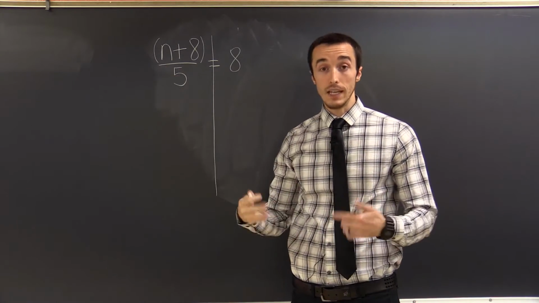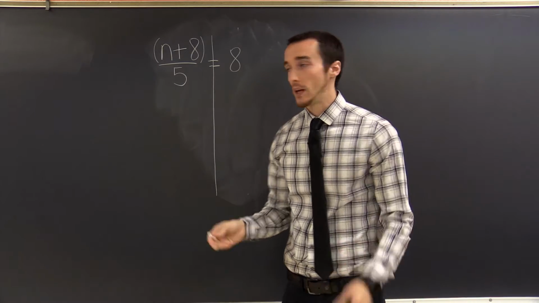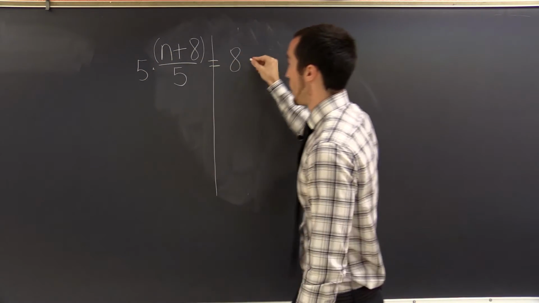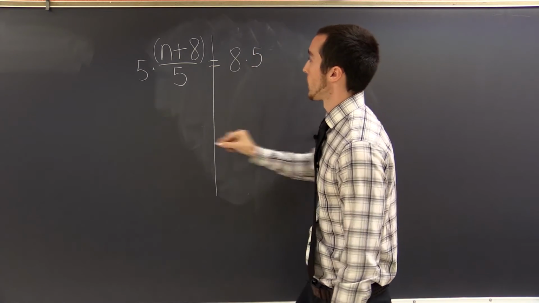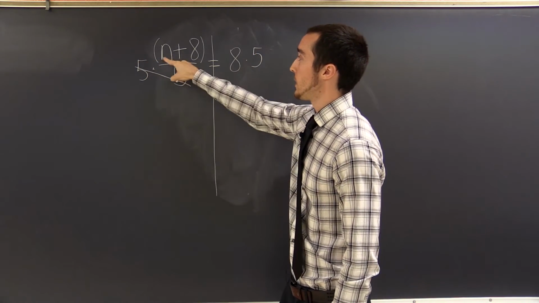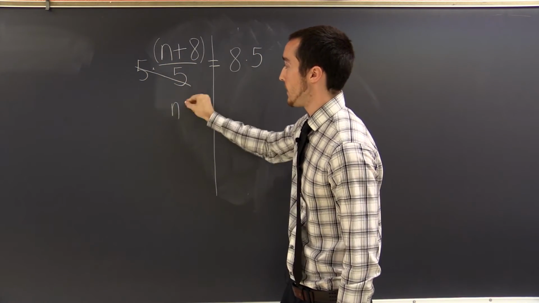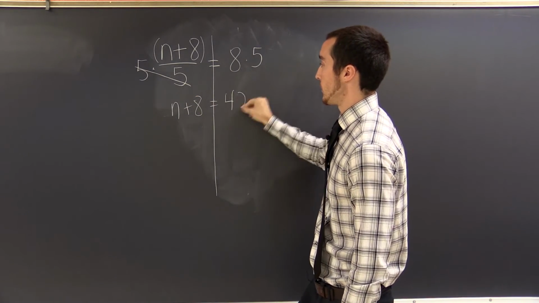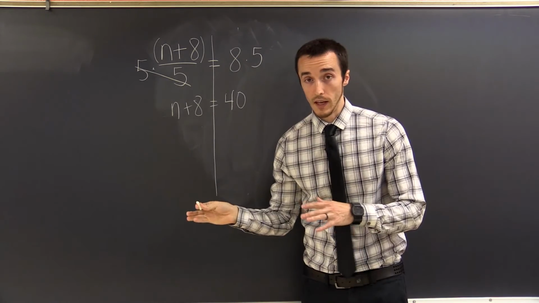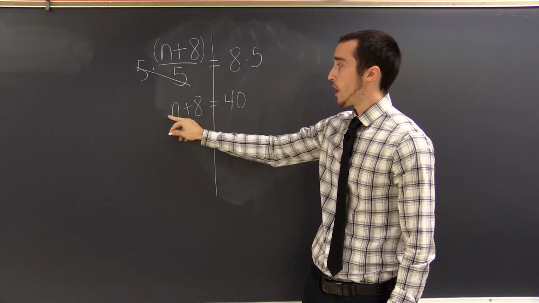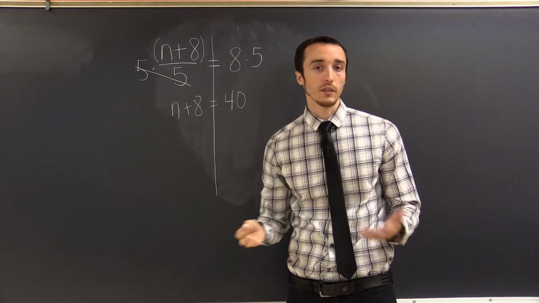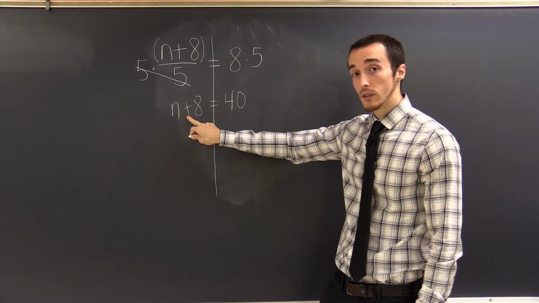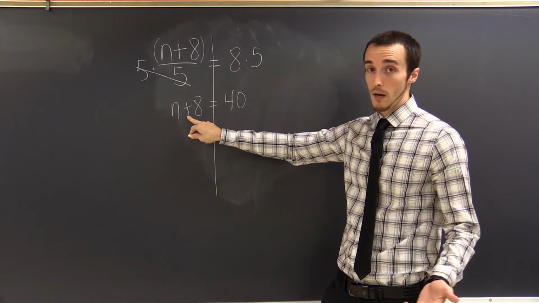Divide by 5. The inverse of divide is multiply. So we're going to multiply both sides of this equation by 5. Our 5's cancel and we can drop down the n plus 8. 8 times 5 is 40. This looks a little bit more manageable now. Now you notice I did drop off my parentheses at this point. They're not really necessary to have. And so now all I have to do is get rid of my constant, my +8.